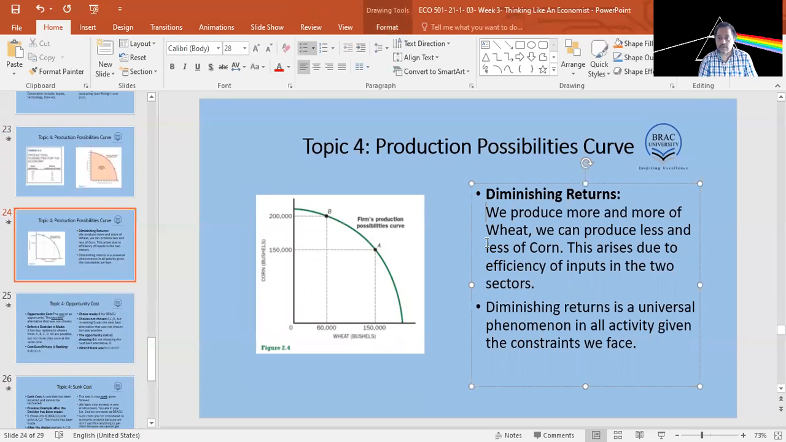Now, what is diminishing returns? This is a very important concept that we will be revisiting through the course. Diminishing returns means, as the name suggests, the more and more that we decide to produce, say, wheat on the x-axis, it will be more and more difficult to sacrifice what's on the y-axis, corn. Let me give you an example.